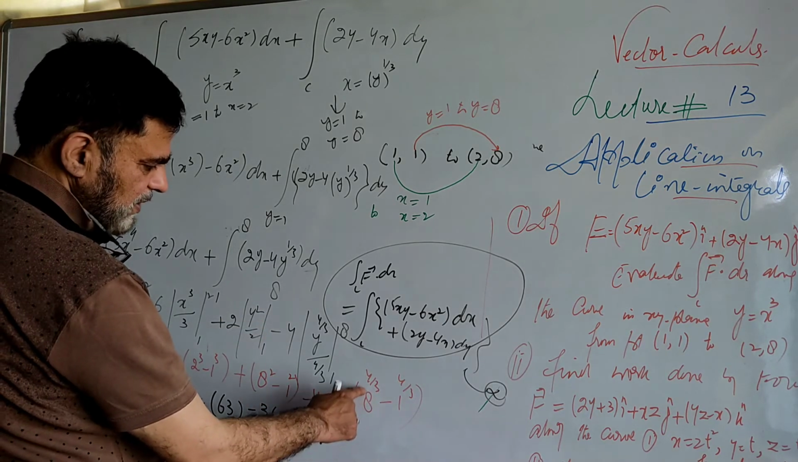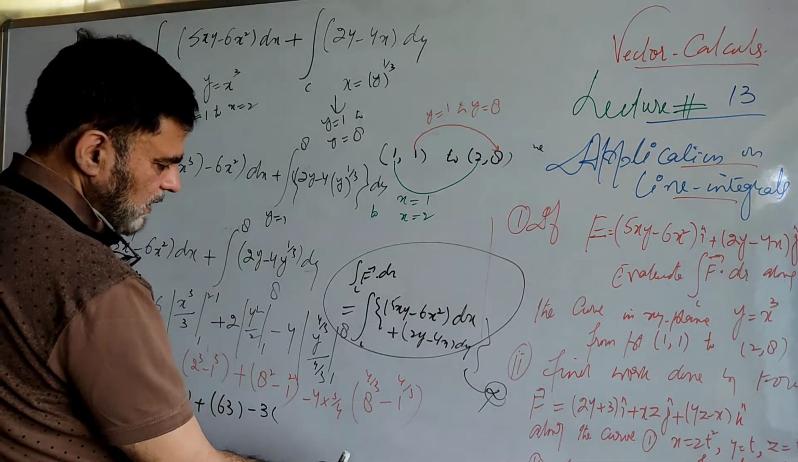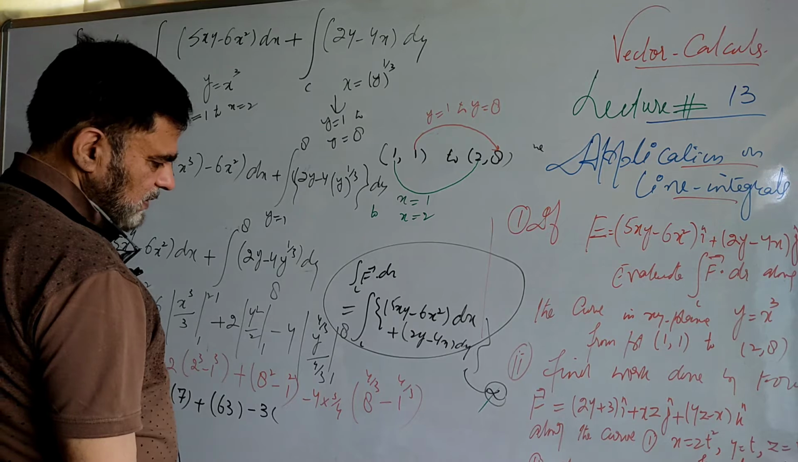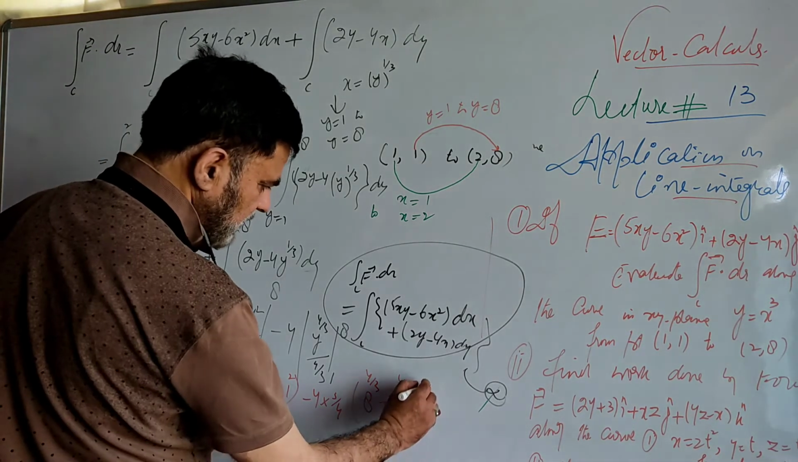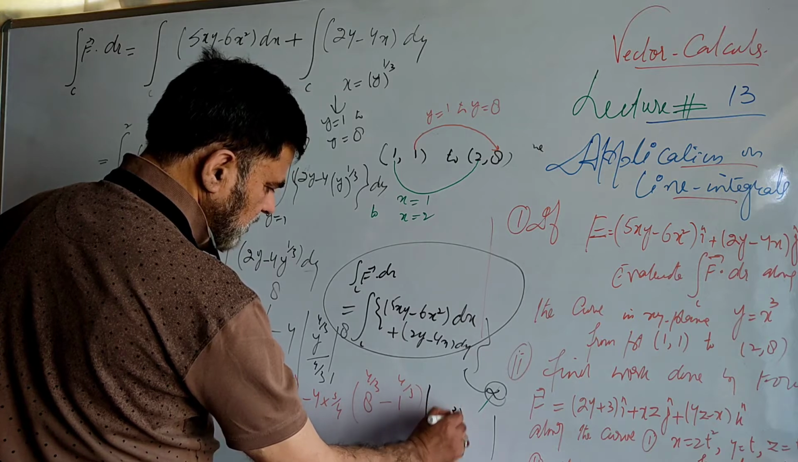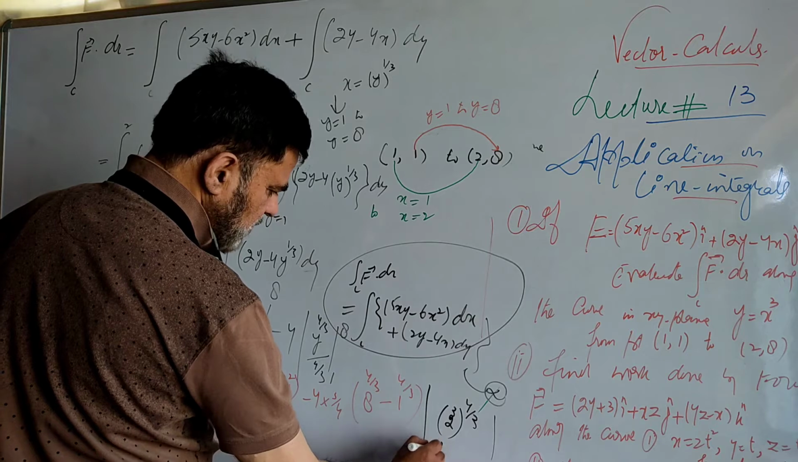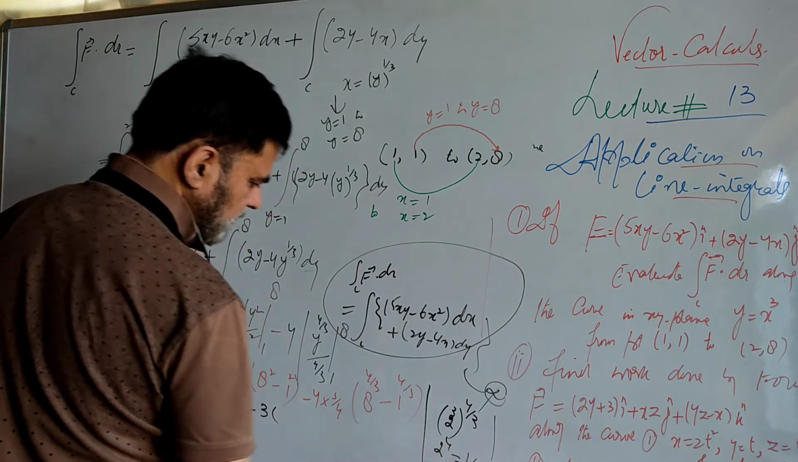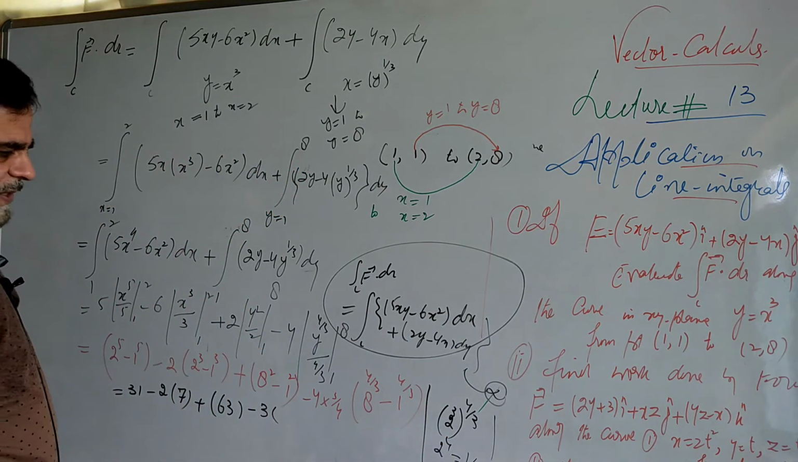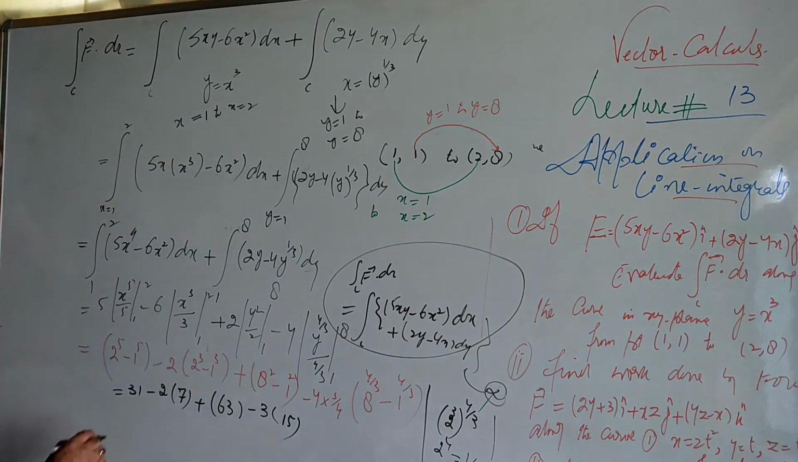This you can write 2 raised to power 3. Yes, 2 raised to power 3, it is 2 raised to power 4. I will just write here 2 raised to power 3 raised to power 4 by 3. It is your 8, it is 2 raised to power 4, it is 16. So it is 16 minus, it is only 15. Let us simplify it.